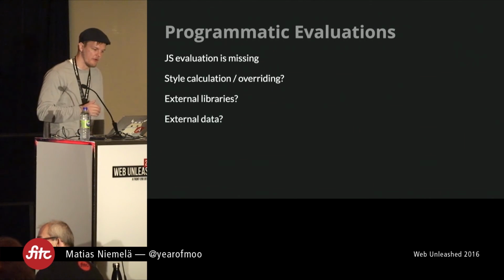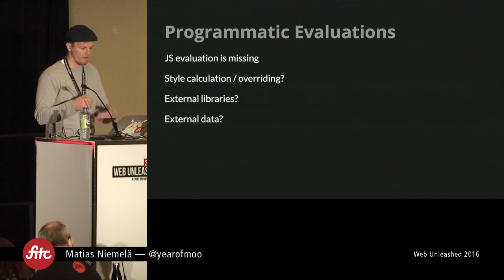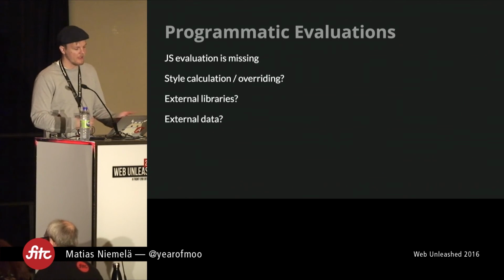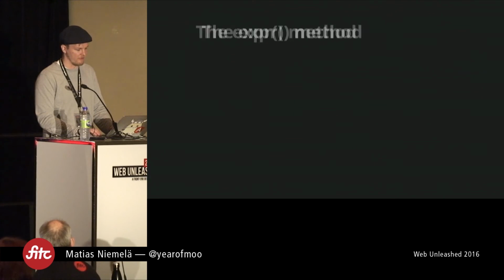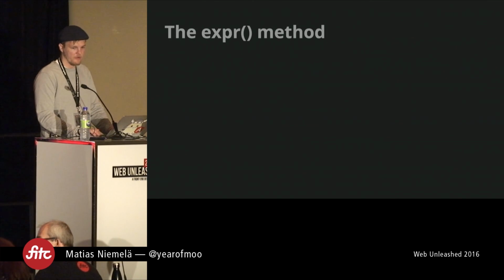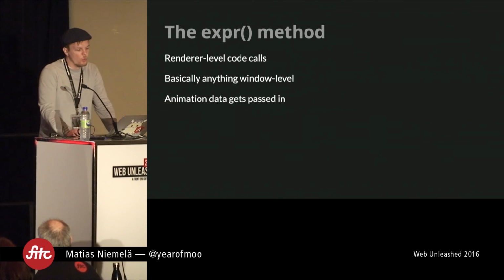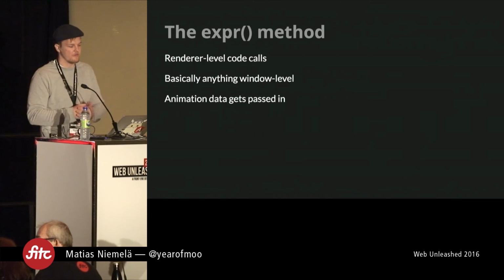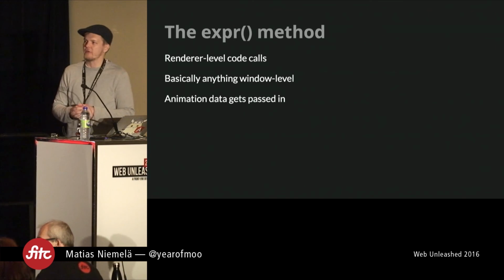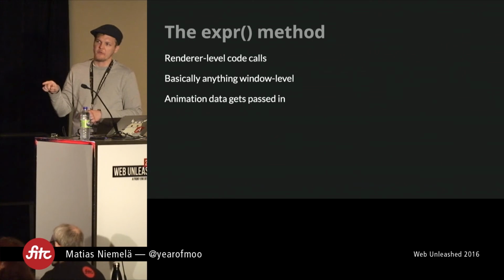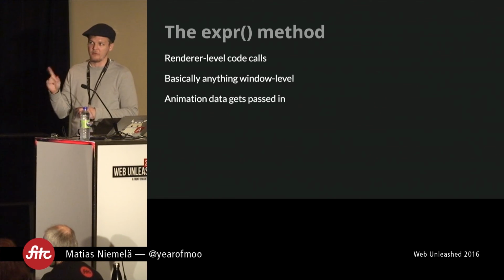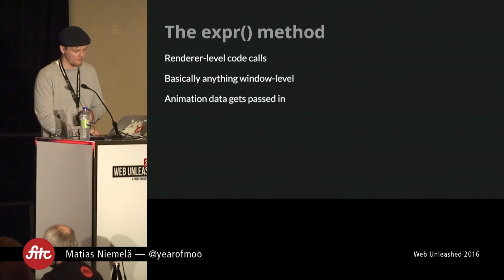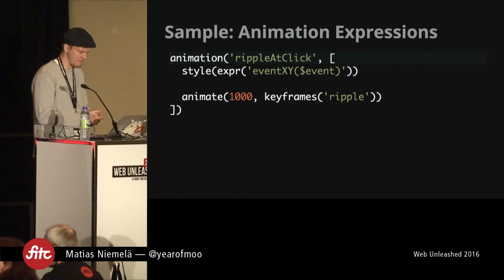Okay, the last part is programmatic evaluations. You've noticed that the animation code, despite the fact that it is dynamic, we are only passing in static data. So what about external data such as expressions? Well, using the expr method, we can have low-level calls which will do a calculation of data within the animation code. So if you think about something as simple as a click operation, when you click on something, you want to gain the X and Y values based on where you clicked, and you want to pass that into the animation. So something like this.